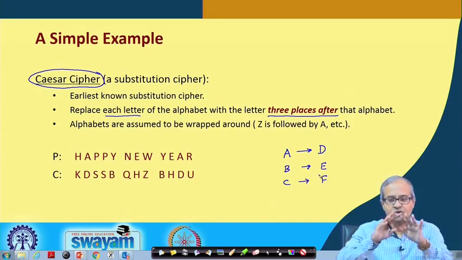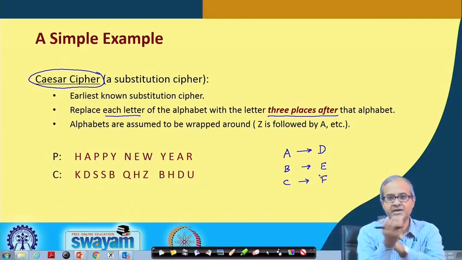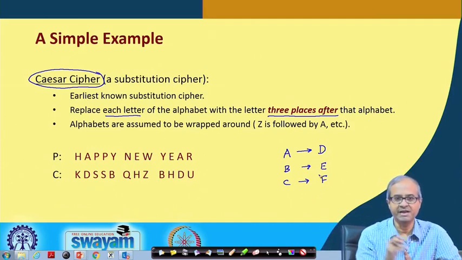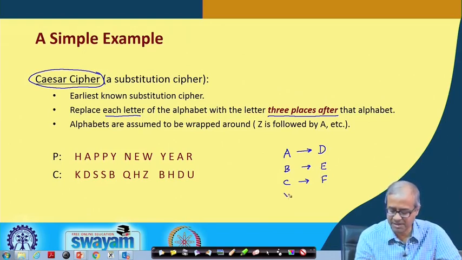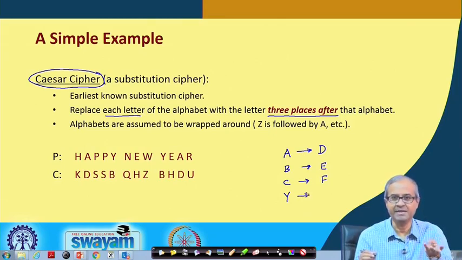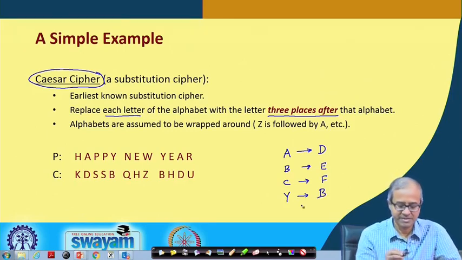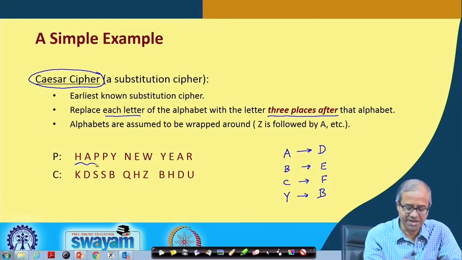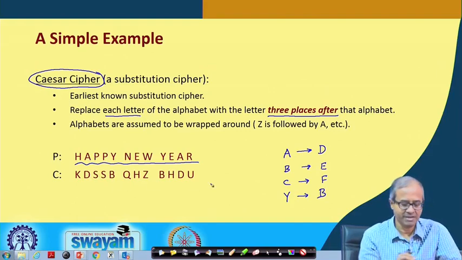Now, here we assume that the alphabets are cyclically rolled or chained, like after Z again comes A. So, for example, if my letter in the original plain text is Y, then Z A B, this will be replaced by B. Just an example is shown here. If my plain text is Happy New Year, then H gets replaced by K, A by D, P by S, Y by B, and so on. Okay? Like this, substitution is carried out.